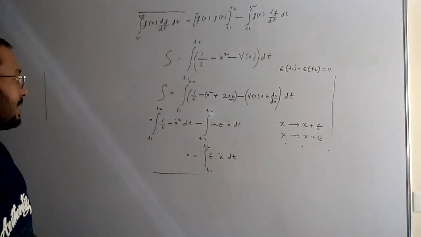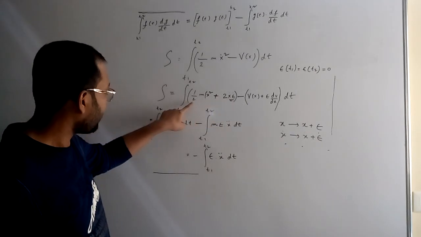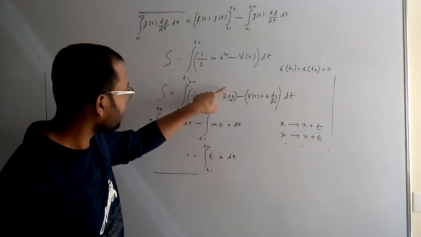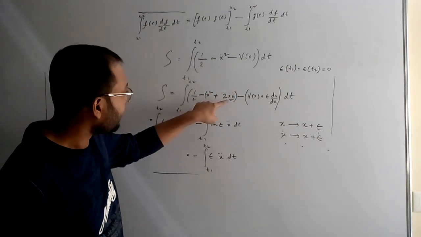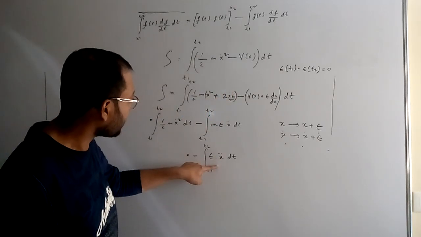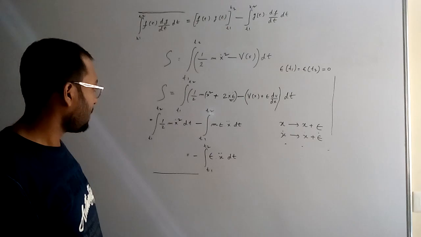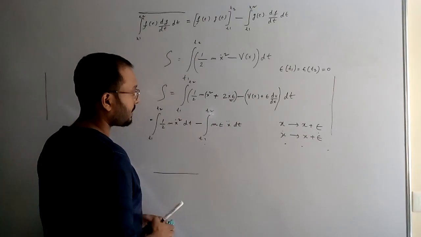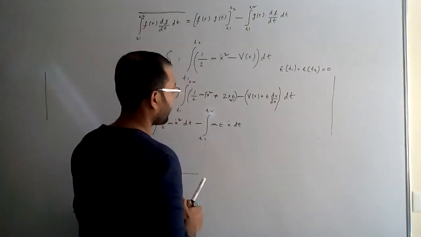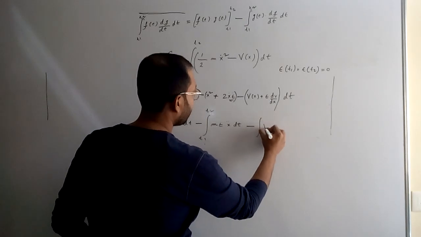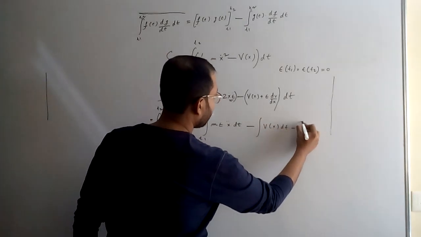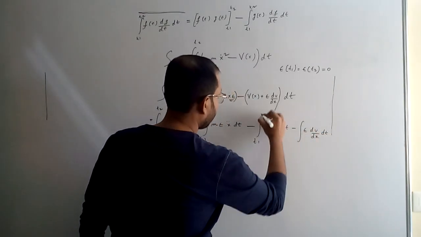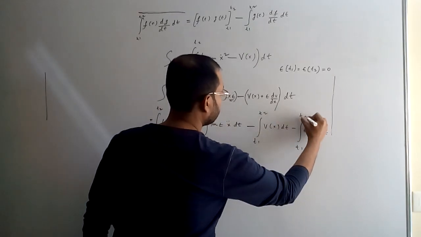What I've done is I've written out this term. I first multiplied half m with this, and then I've used whatever I got after I integrated this using integration by parts, which is this. I substituted it. So these are the two terms which come from here. The next term is minus integration Vx dt minus integration epsilon dV/dx dt, and all integrals are from time t1 to time t2.